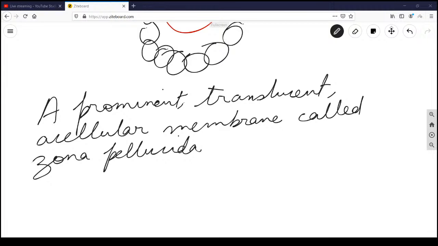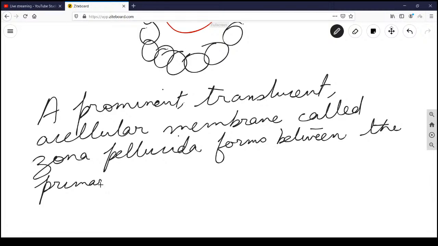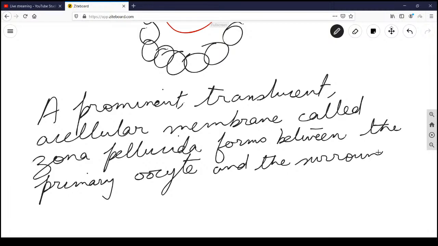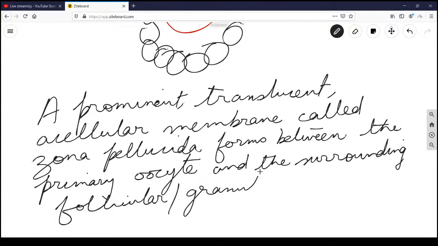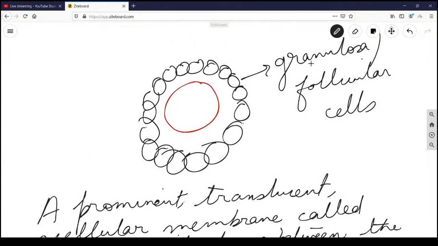Zona pellucida forms between the primary oocyte and the surrounding follicular or granulosa cells, meaning that if you see, you can draw this layer here.